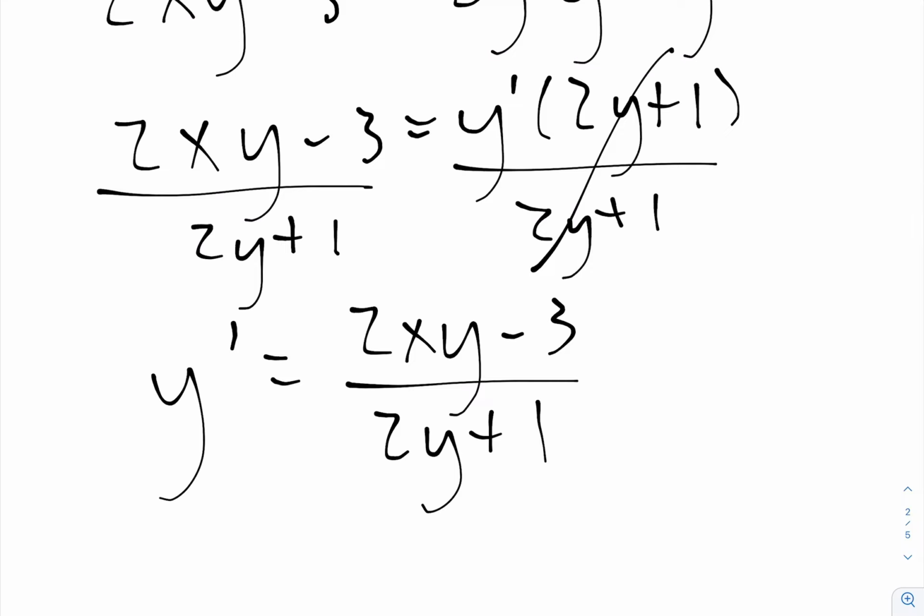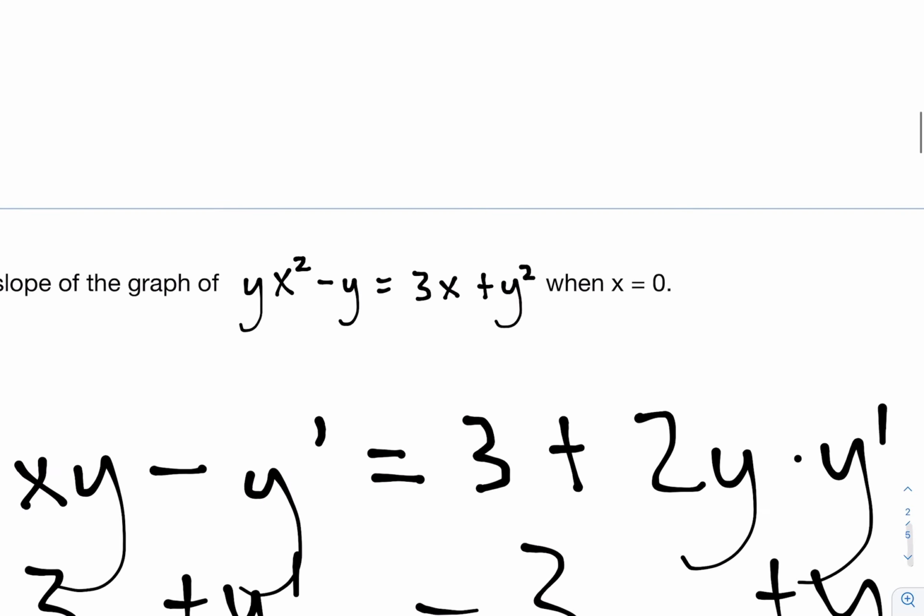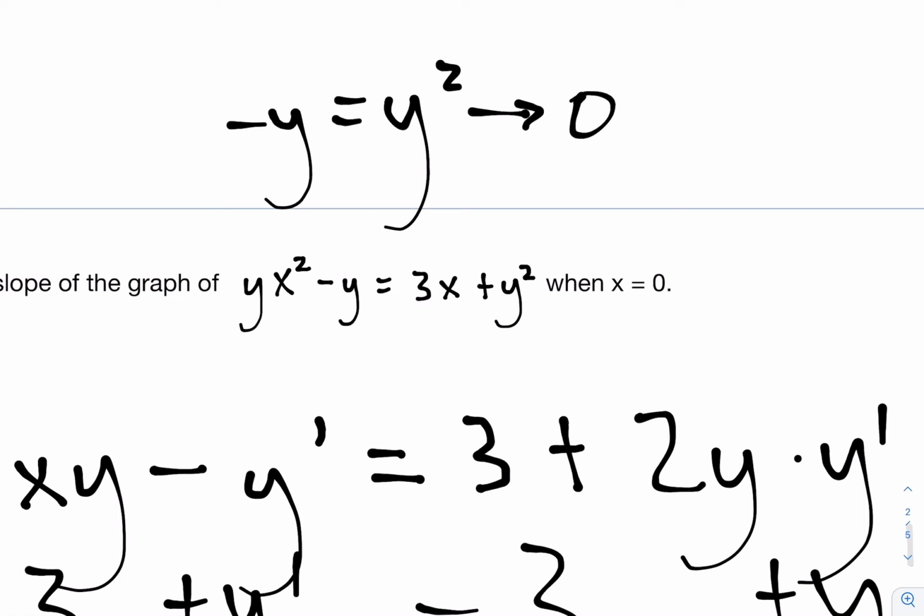So they want us to figure out what the slope of this thing is when x is 0. Well, let's think about it. When x is 0, what's this whole thing going to be? We can plug in 0 wherever we see x, so right there and right there. So it's going to be y times 0 squared is 0, so it's going to be negative y equals 3 times 0 is 0, so negative y equals y squared. And just like when we were factoring quadratics, we wanted everything to be on one side, so the other side was equal to 0. So if we added y on both sides, we would get 0 equals y squared plus y.